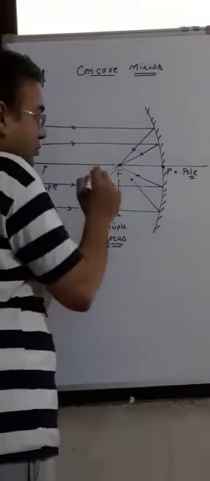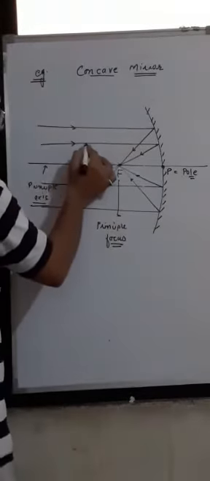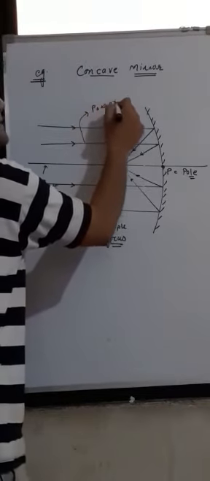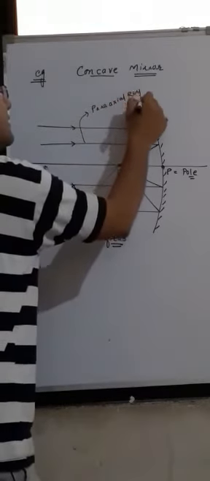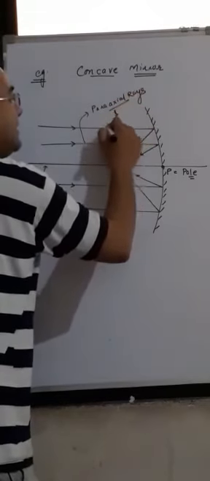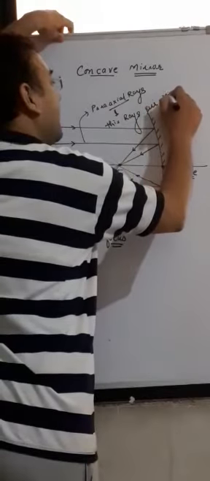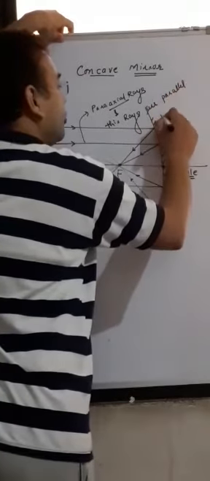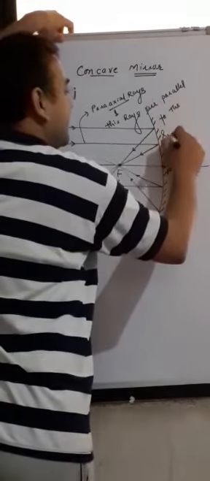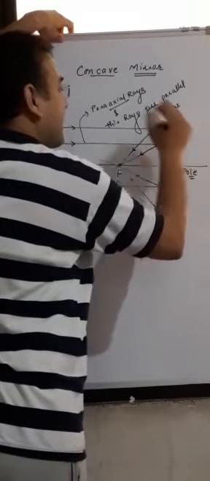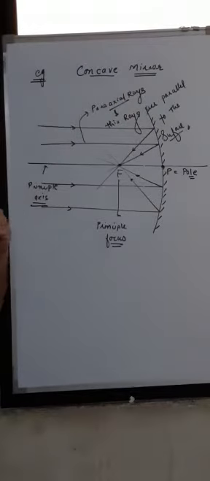Here, one more thing, very interesting. These rays are known as para-axial rays. Why? Because these rays are parallel to the principal axis. That's why they are called para-axial rays.